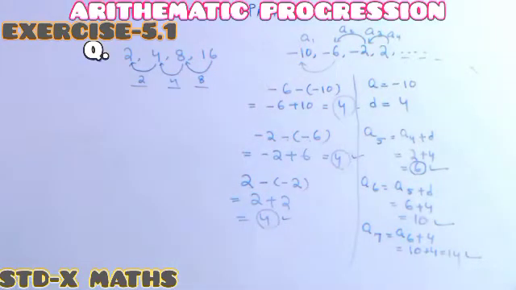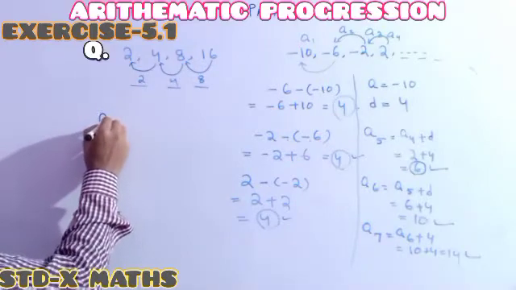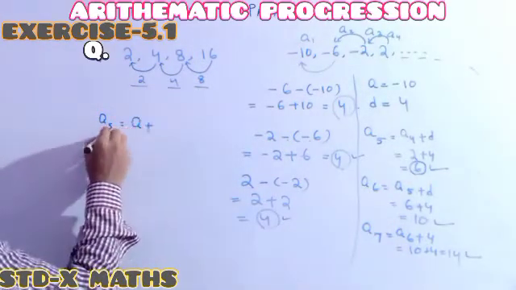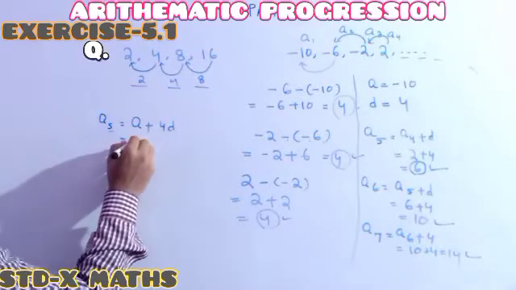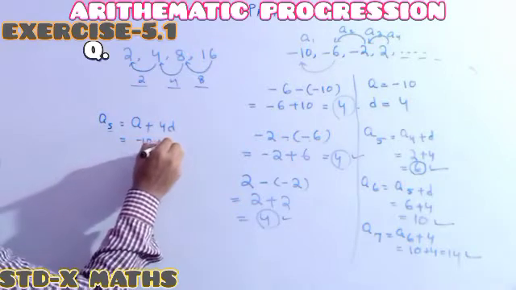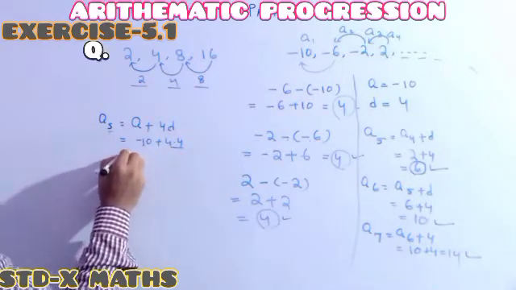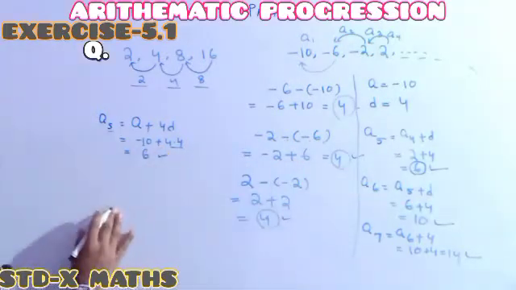Now I am showing you also the direct formula. Everyone see, direct formula means how we can find A5. The A5 formula is A plus 4D. A is minus 10, 4D means 4 into 4, 16. Here it is minus 10, which becomes 6. There also we got 6, here also we got 6.